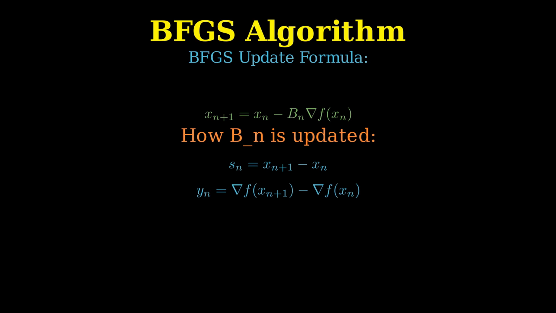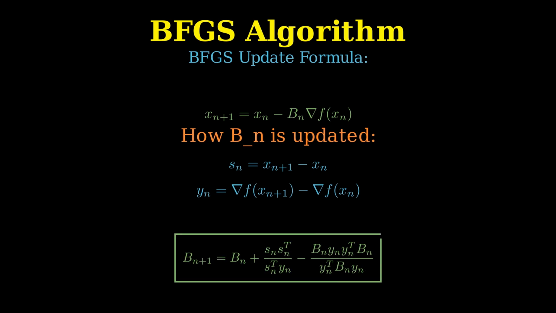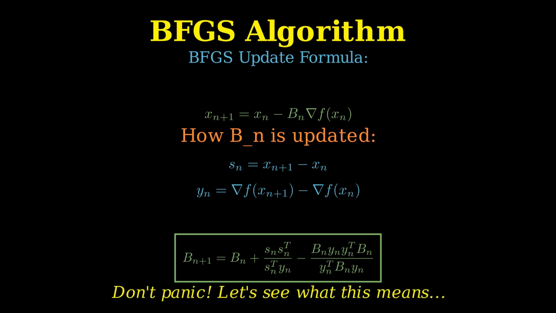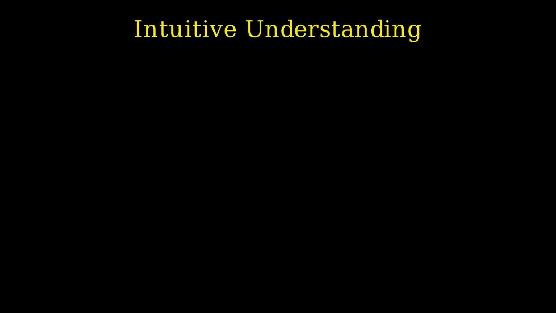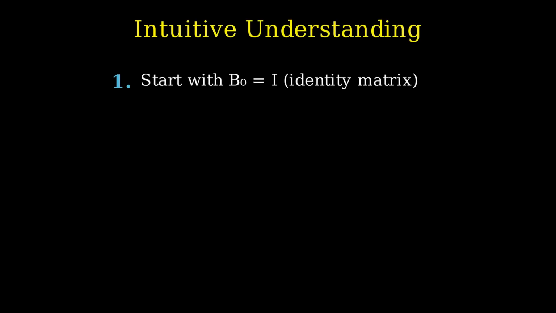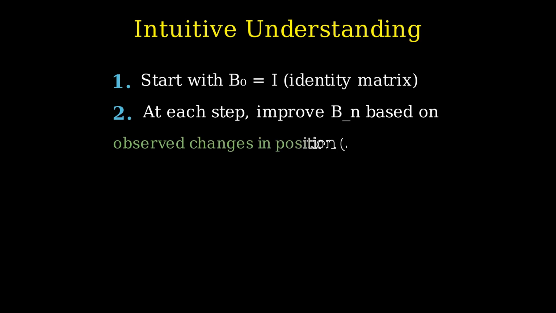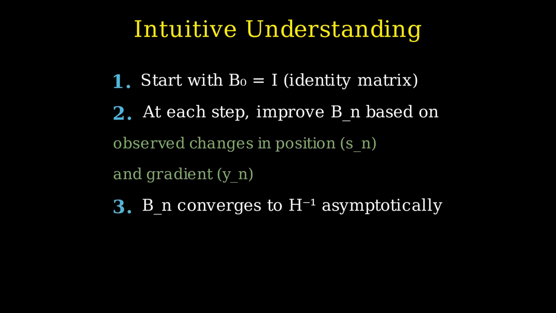The BFGS update formula combines these observations. B new equals B old plus a rank 1 update based on s times s transpose minus another rank 1 update based on B old times y. Don't panic about the formula. Here's the intuition. Start with B0 as the identity matrix, no curvature information yet. At each iteration, we observe how the position changed, s, and how the gradient changed, y. We use this to make a rank 2 correction to our approximation. Over iterations, B converges toward the true H inverse.